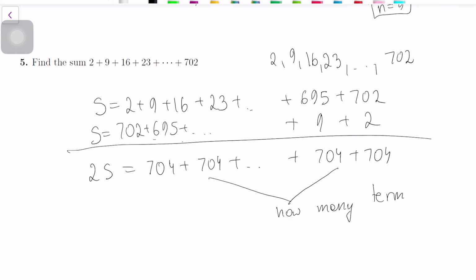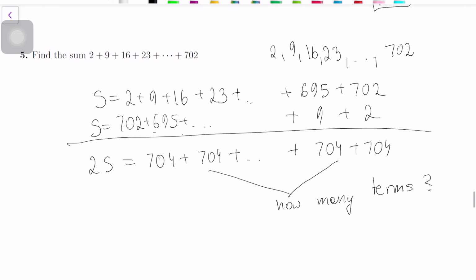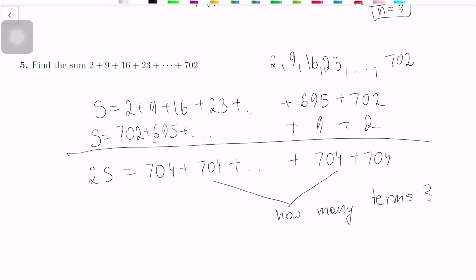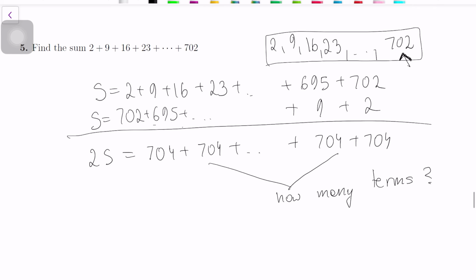So how many times am I supposed to add 704? Well, to figure that out, I need to find, in this arithmetic sequence, what index n the last term, 702, corresponds to, because that will tell me how many terms I have in my list, meaning in the sum. So if I come up with the formula for the arithmetic sequence, an will be a1 plus n minus 1 times the difference.